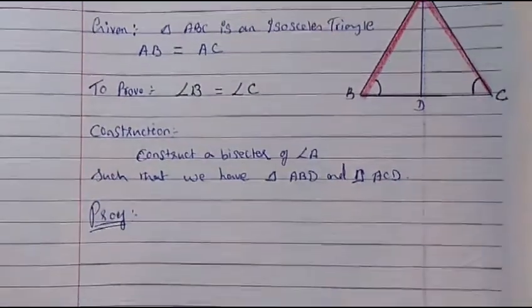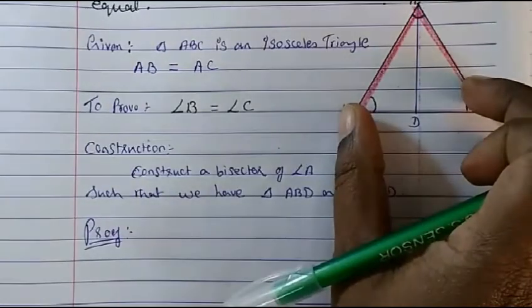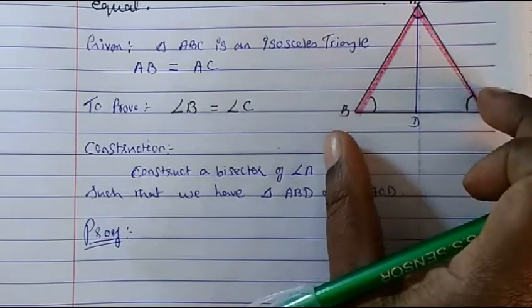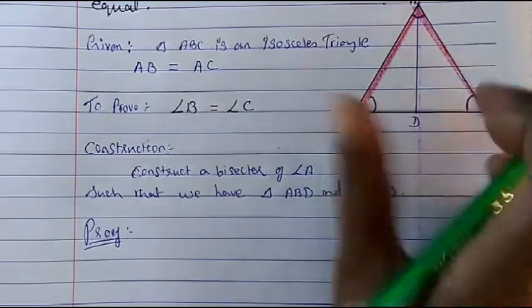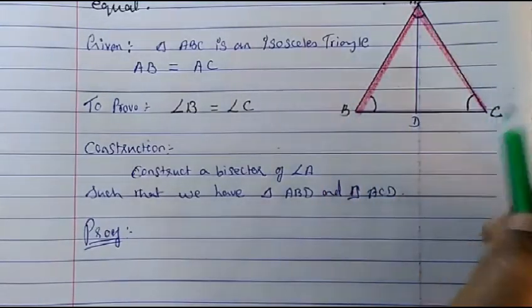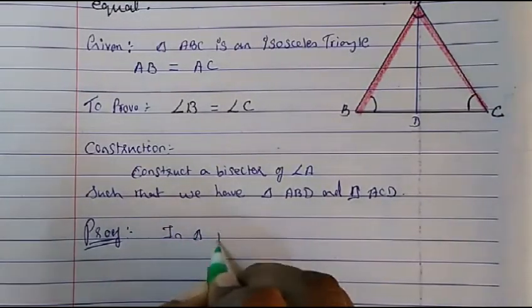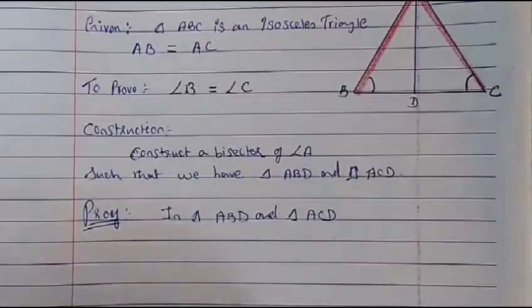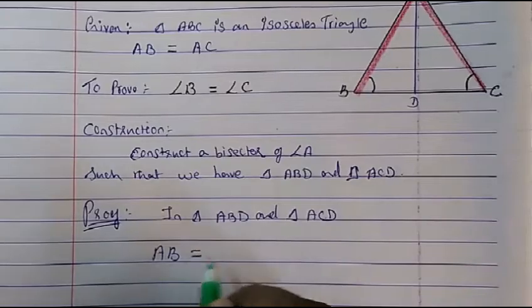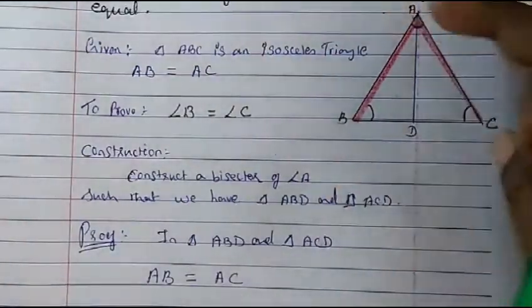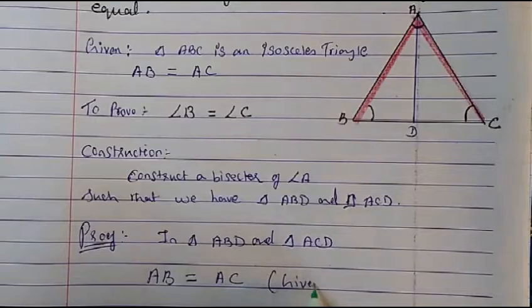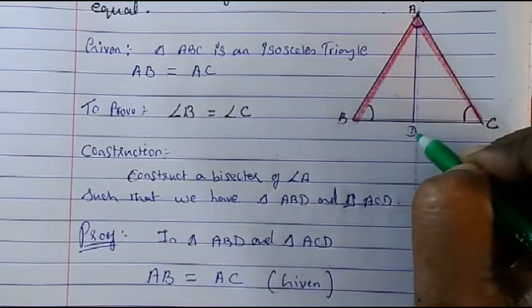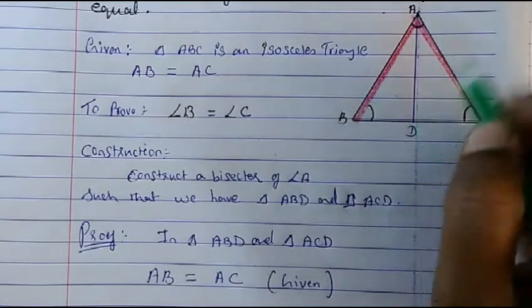Proof. So how to prove? Let's take these two triangles. In these two triangles, just see here what are the things we have in common. Already in these two triangles we know AB is equal to AC. So in triangle ABD and triangle ACD, we have AB is equal to AC because it is given to us. Then also we have AD is common here.